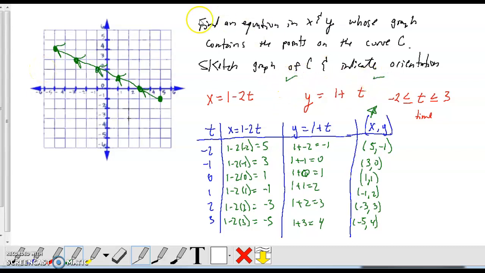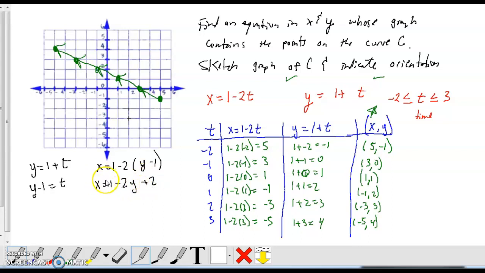Cool, I've indicated direction. Now I just need to find an equation, right? So it kind of combines the second part. So what I want to do is I want to solve for t in one of the equations. It seems like this equation is a little bit easier to solve for t. So I'm going to take y is equal to 1 plus t, and I'm going to subtract 1 to the other side. So y minus 1 is equal to t. I'm going to plug it in to that equation right here. So this will be x is equal to 1 minus 2 times y minus 1. So x is equal to 1 minus 2y plus 2.